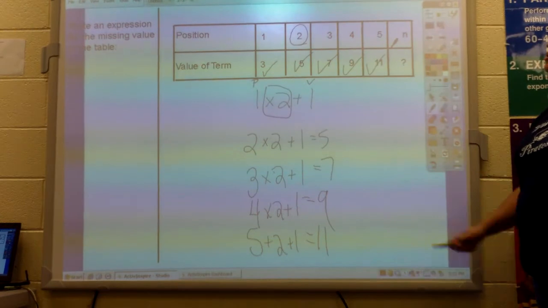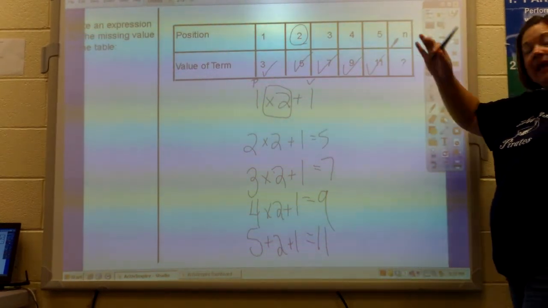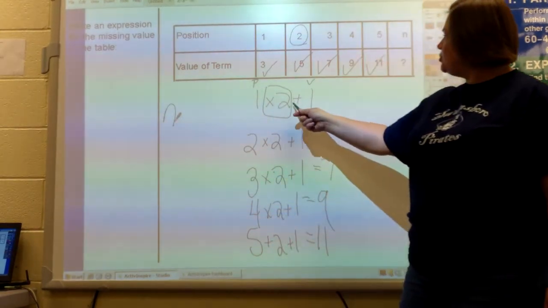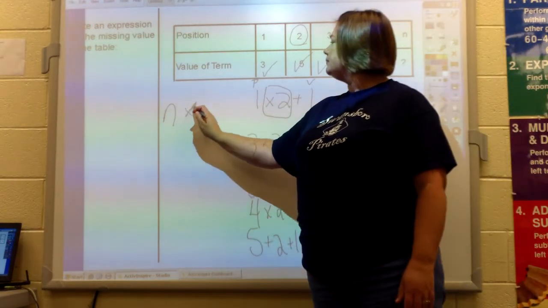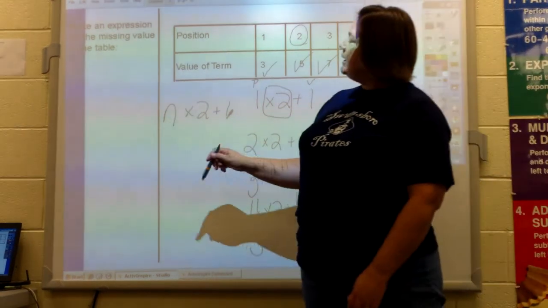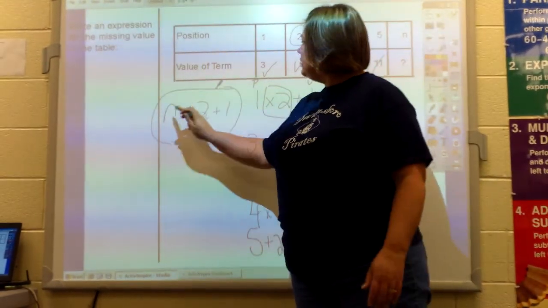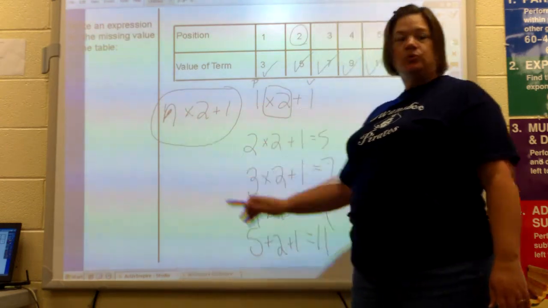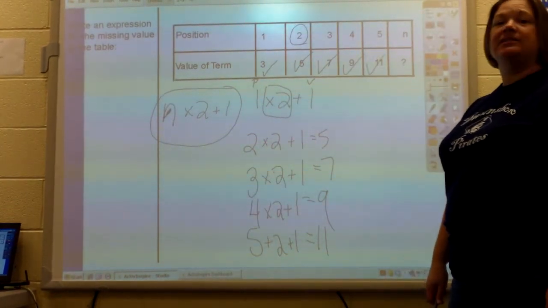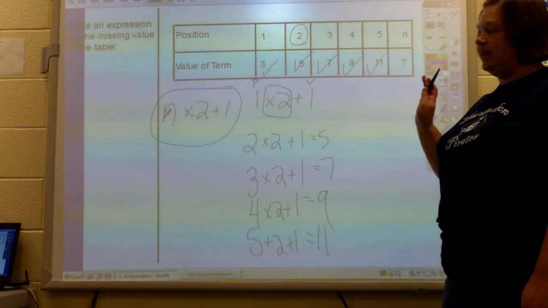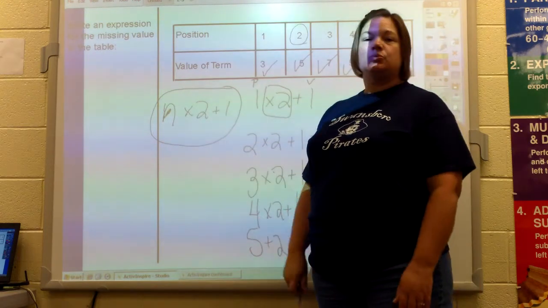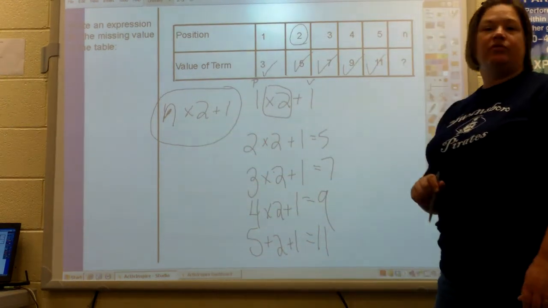So what's my rule? Whatever I put in this position, n, I'm going to do times 2 plus 1. So that is my expression that I'm going to use if I were to put 58 in the place of n, or 2005 in the place of n, or any other number. Whatever n is, I'm going to do times 2 plus 1 to get the value of the term.